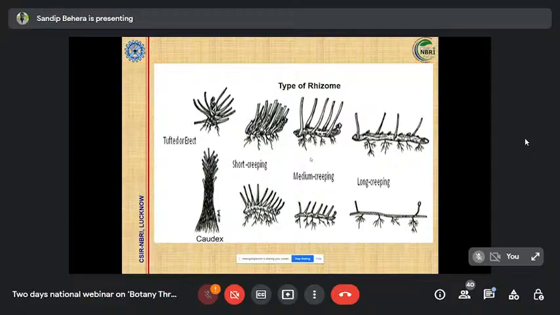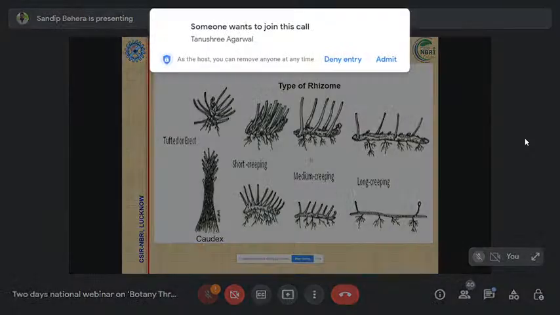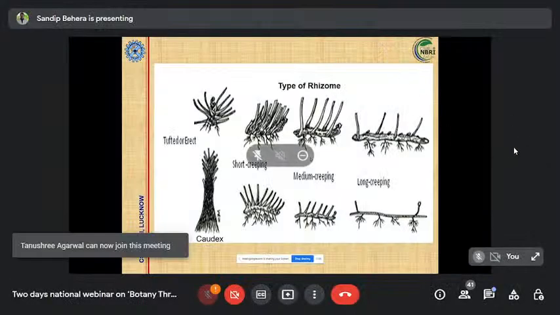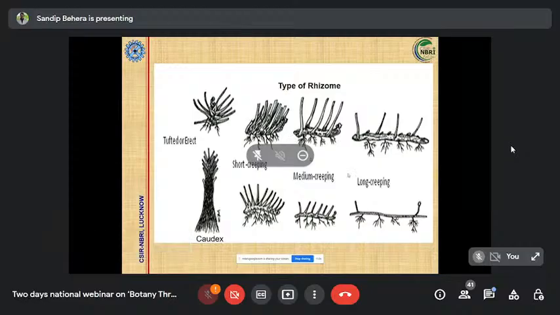Rhizome is also taken while collecting plants. Whenever we go for a field trip, we should remember that the plant we collect should be fertile, number one, and we should extract the plant with the rhizome, because rhizome is also an identifying character. So these are the things taken into consideration while going for the field trip.